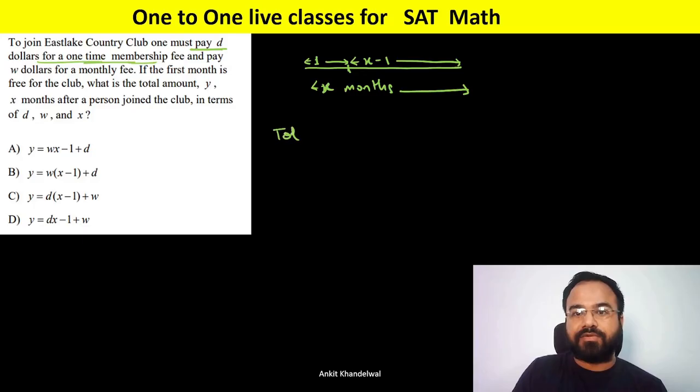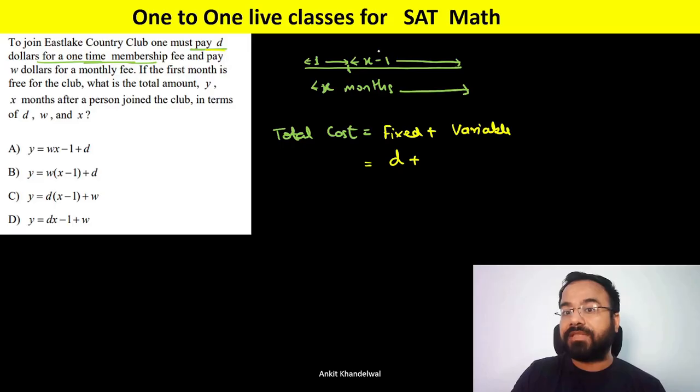So we can say over here, the total cost will always be equal to fixed cost plus variable cost. Now fixed cost means the D dollars for one-time membership, and variable means W dollars for a monthly fee. Now for how many months he has to pay the fee? Only for X minus 1 months, and multiply by W. Like W is the dollar for a monthly fee, W dollars multiplied by the number of months. So this is the total cost Y. So if you look at it, W times X minus 1 plus D, option B is the correct answer.